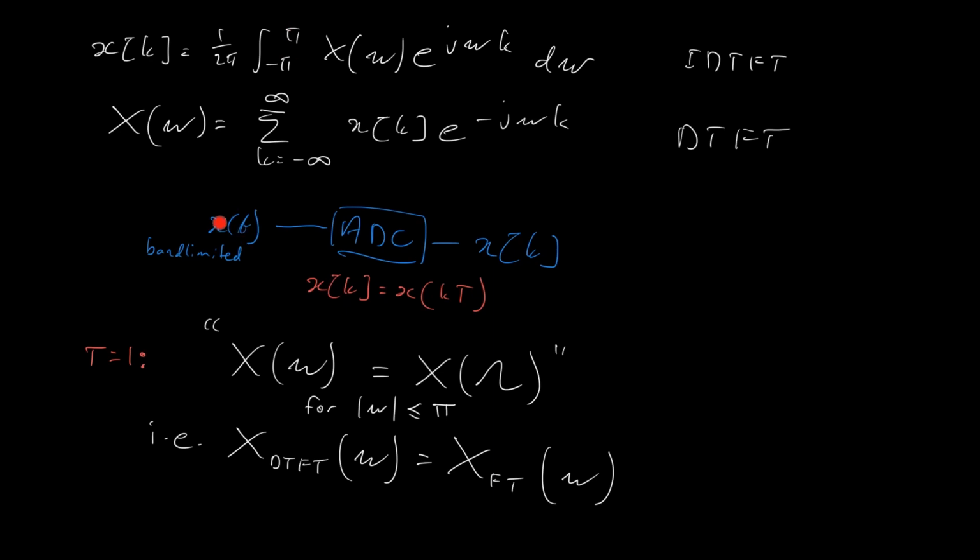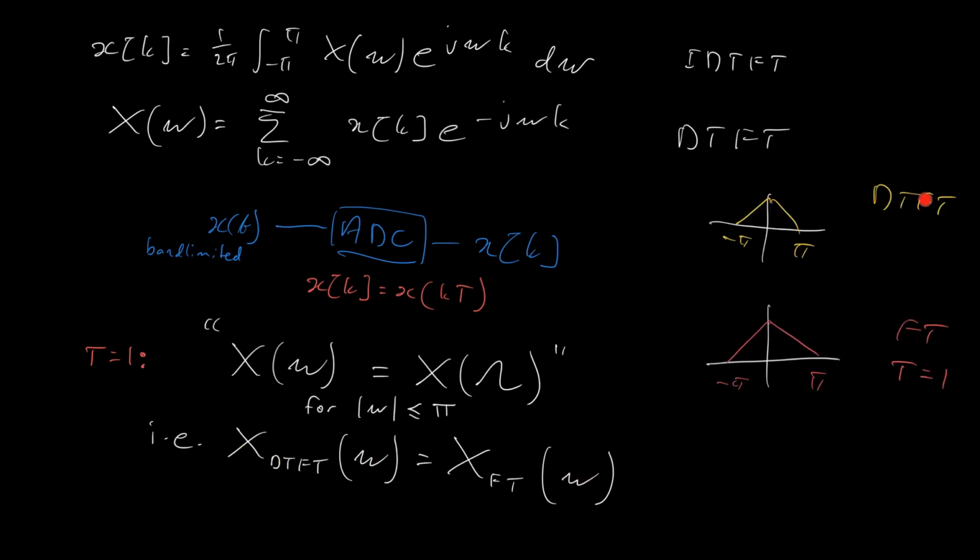On the other hand, if we sample x of t at a faster rate, we are getting more samples per second, we are getting more information about x of t, so we expect that we don't require x of t to be as band limited as if we sampled with t equal to 1. In the t equals 1 case, we have little omega equals big omega, so to speak. Precisely, we have got this relationship here.